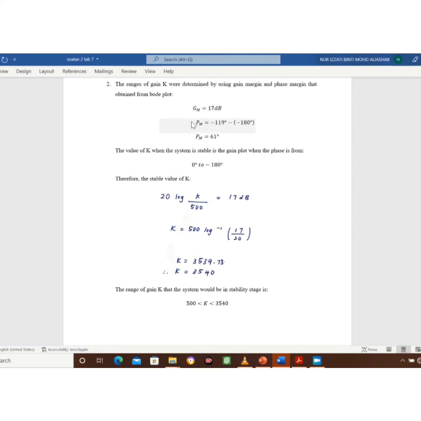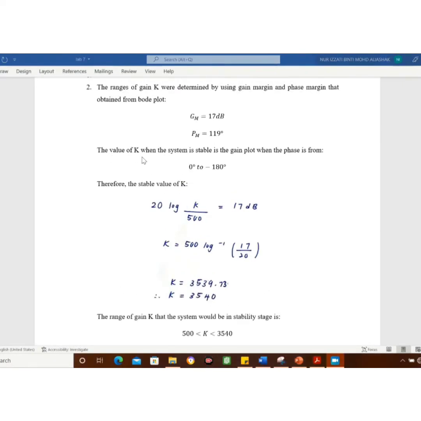While for the phase margin, we need to do some calculation. Phase margin is equal to negative 119 degrees, which we obtain from the Bode plot, minus negative 180. So the phase margin that we obtain is equal to 61 degrees. The value of K when the system is stable is the gain plot when the phase is from 0 degrees to negative 180 degrees.